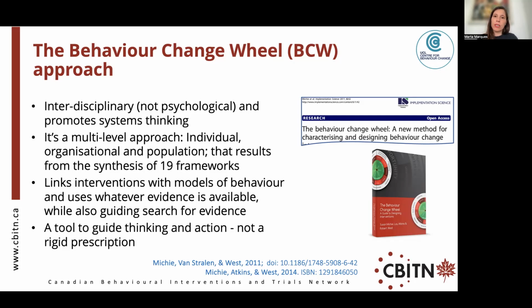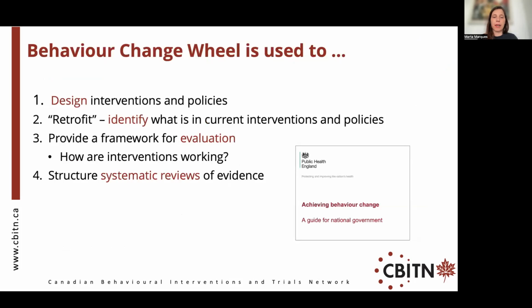So the behavior change wheel links interventions with models of behavior. And the idea is that you use whatever evidence is available to support this process. It is really important, when we use the behavior change wheel framework or other frameworks, that we don't use this as a recipe, as a prescription, but actually as a guide to thinking. It is a tool to help you develop the intervention and make it more standardized, but there's also freedom for creativity and to understand what fits better.